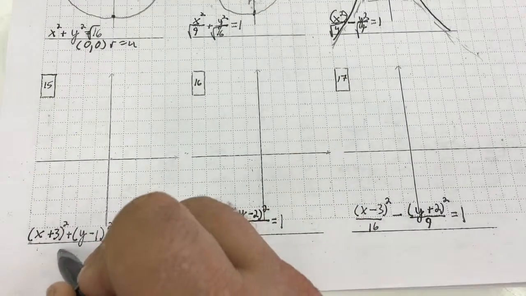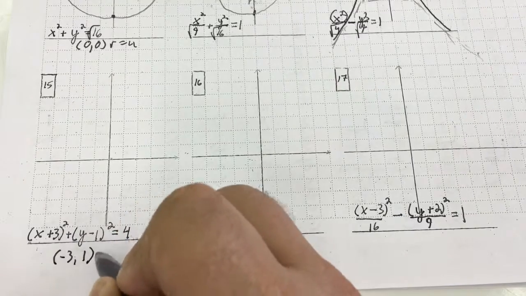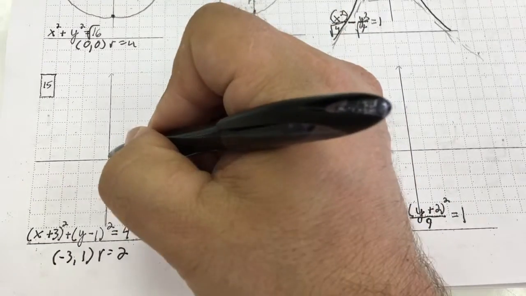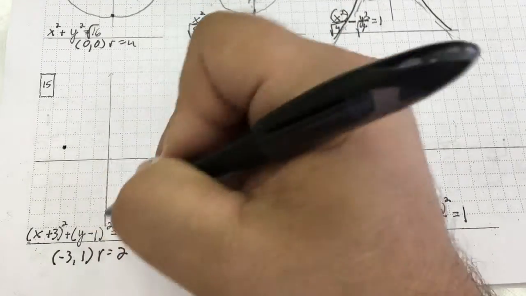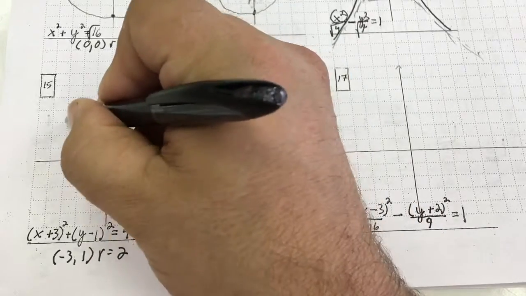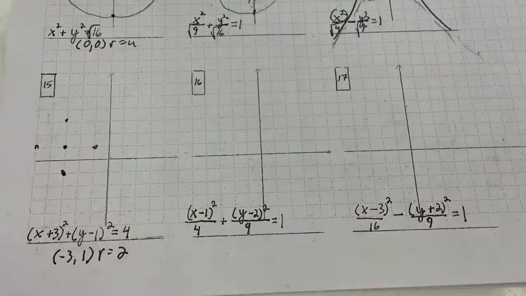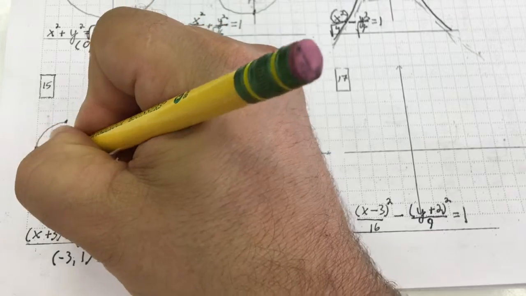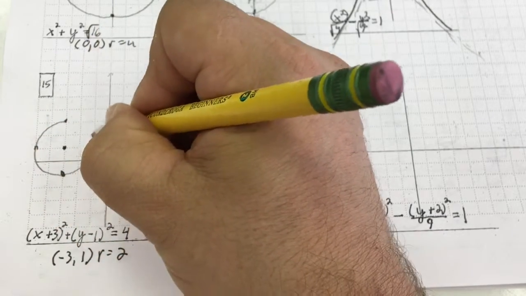More graphs of conic sections. These have phase shifts. This center is at negative 3, positive 1, and the radius is 2. So I'm going to go left 1, 2, 3, up 1. And then from that center, I'm going to go right 2, up 2, left 2, and down 2, because that's my radius. And then I'm going to do a quick sketch of that circle.